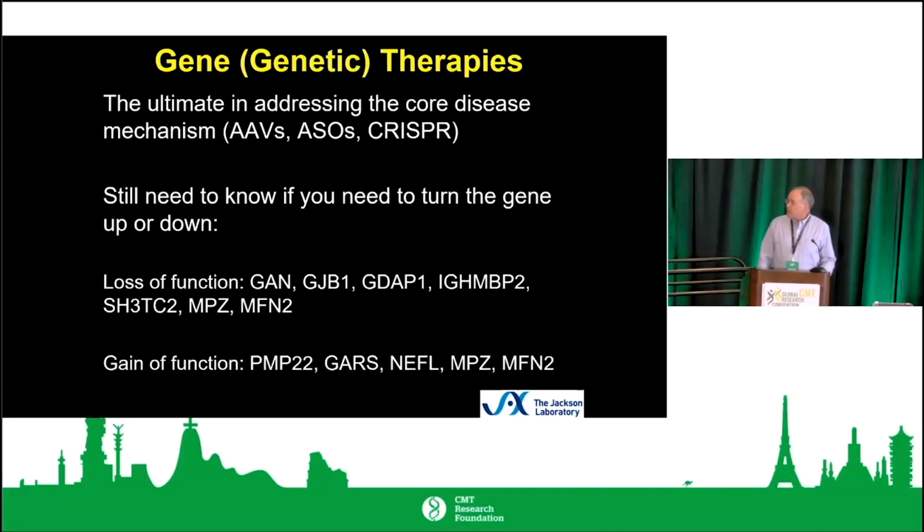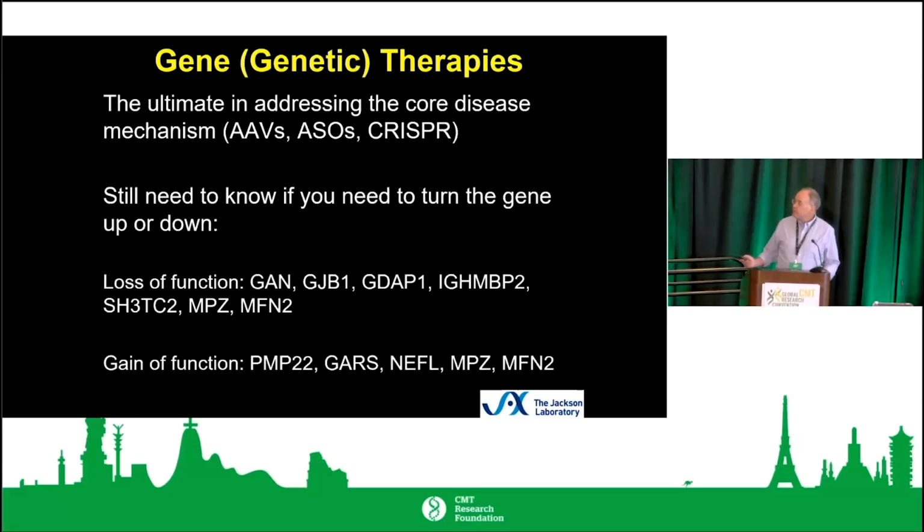So as mentioned for GAN, loss of function mutations are typically recessive, and the gene therapy strategy there is just put the gene back, as we just heard. But there are also lots of forms of CMT that have gain of function mechanisms, including 1A and GARS, which my lab works on. And in that case, you need to turn the gene down.